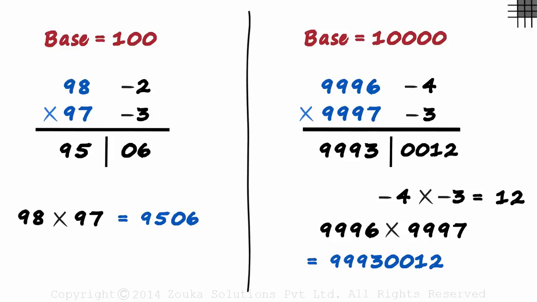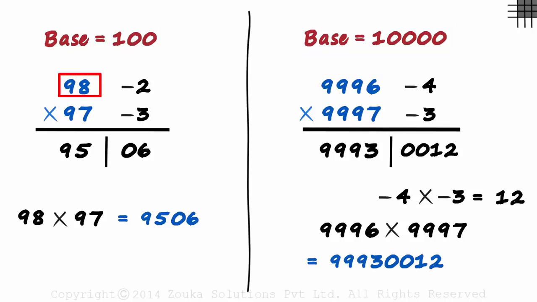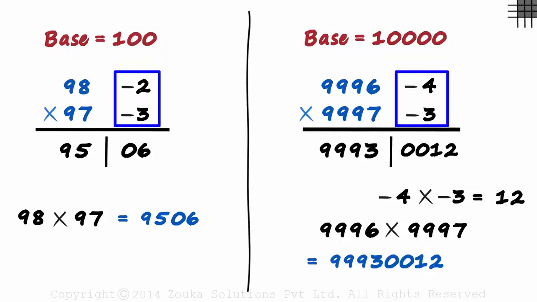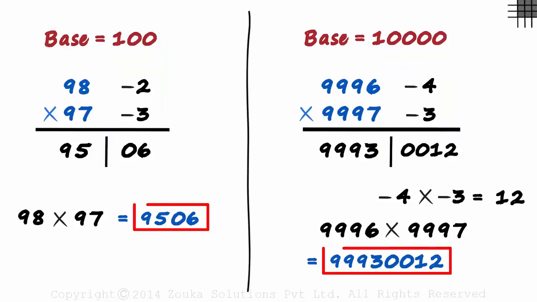Notice that in all the examples we saw, both numbers were below the base. 98 and 97 were below 100. 9,996 and 9,997 were below 10,000. We will look at a couple of more examples in the next part of the session. Don't forget the steps. Find the base, find the deviation, find the sum, and find the product. And we get the answer.